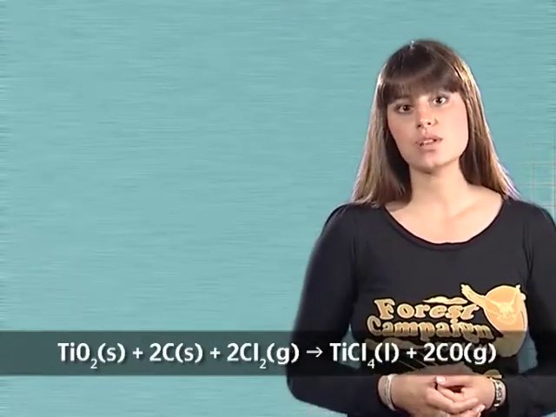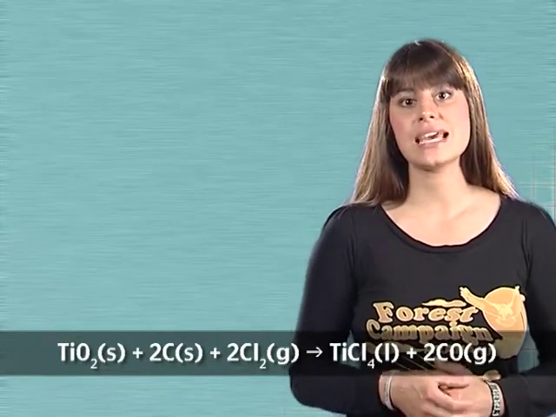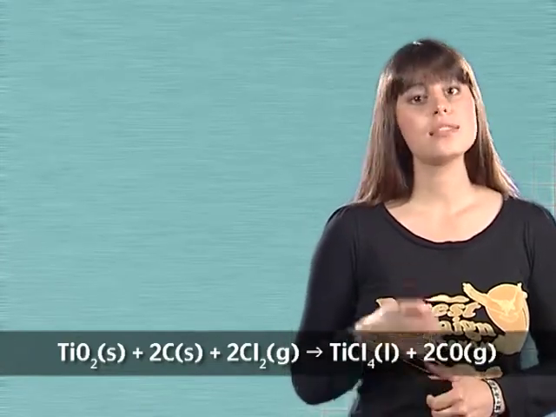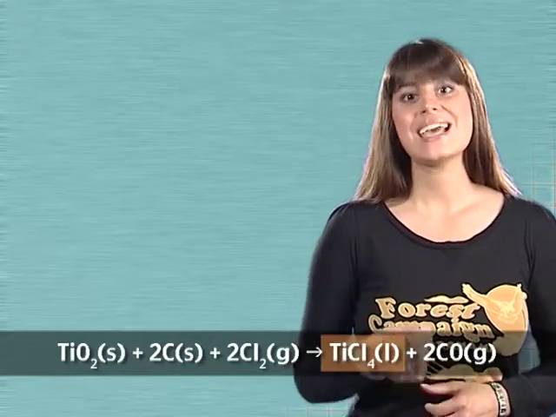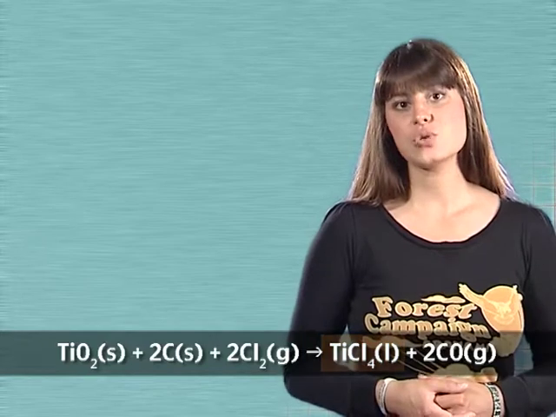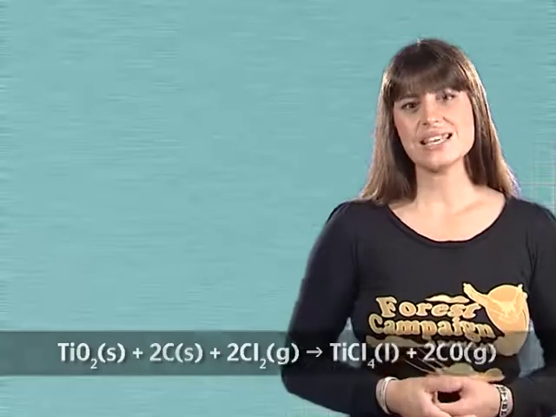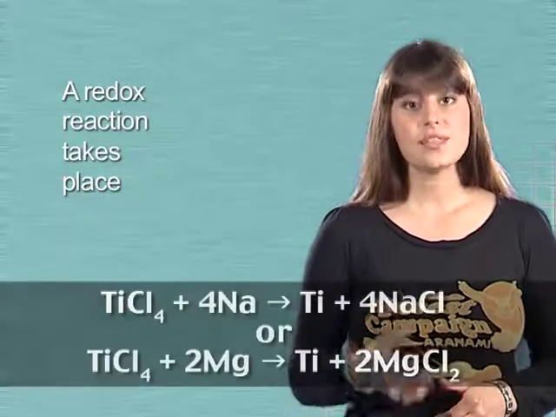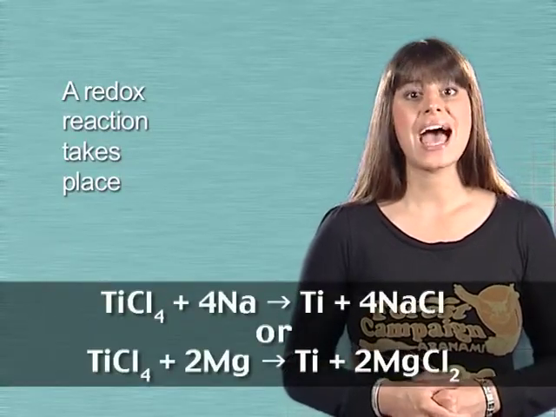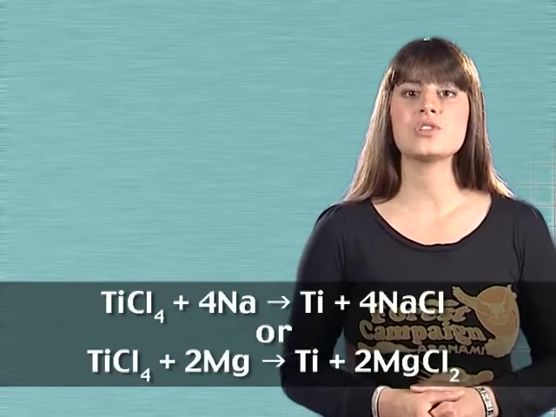The ore is heated with coke to a temperature of 900 degrees C in the presence of chlorine gas. The resulting titanium(IV) chloride formed is a liquid and is purified by fractional distillation under an argon or nitrogen atmosphere. Why is this atmosphere needed? Because moisture in the air would hydrolyze titanium(IV) chloride and give misty fumes of hydrogen chloride gas. The purified titanium(IV) chloride is reacted with sodium or magnesium at 550 degrees C. This redox reaction is exothermic and temperatures reach as high as 1000 degrees Celsius.